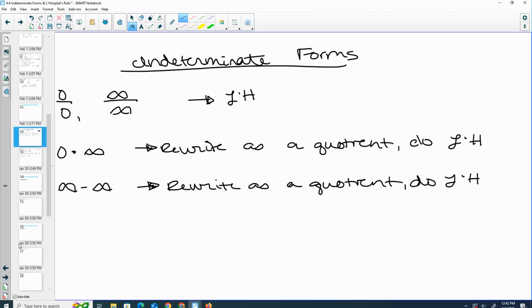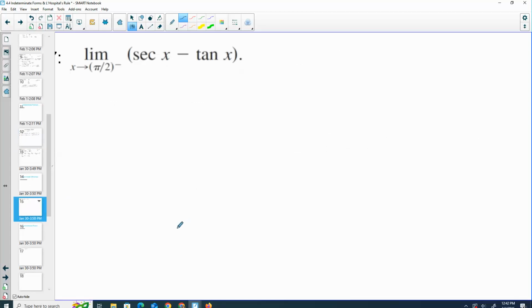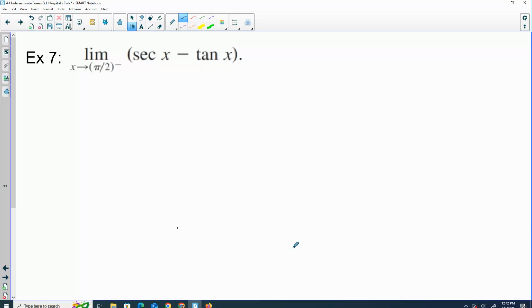All right. Let's look at this one. If I ask you for the limit as x approaches pi over 2 from the left of secant x minus tangent x. Well, we know cosine of pi over 2, so that's like cosine of 90, is 0. So secant is 1 over 0, so it's undefined. So it's either approaching positive or negative infinity, right? Because it's an asymptote there.